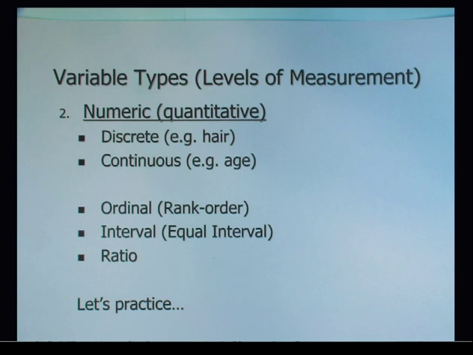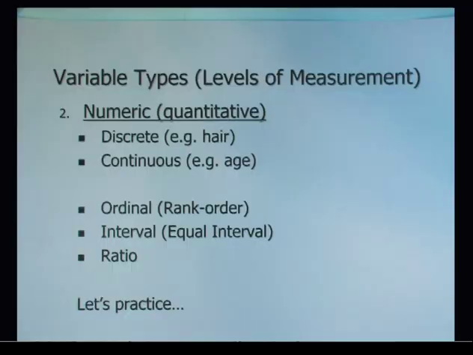In addition to being defined as discrete or continuous, we break up numeric variables into 3 more categories. These categories are ordinal, interval, and ratio. They're also called rank order or equal interval in your textbook. Now, ordinal is a category that's a little tricky. I listed it under numeric variables, but it can fit into categorical variables in addition to numeric variables.